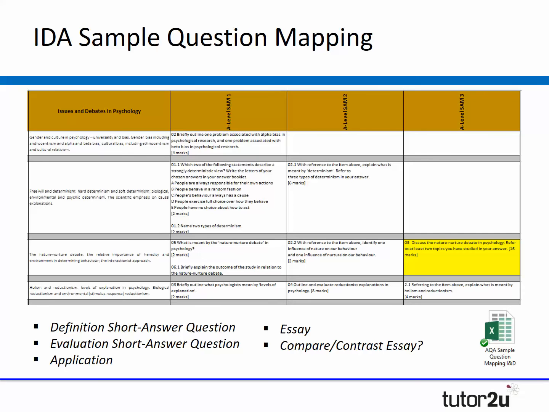You've got the short answer definition questions, you've got the short answer evaluation questions, probably more tricky, you've got application questions that are quite hard in this section. I think they're really tough. You've then got essay questions and compare and contrast essays, so a different type of essay. Interestingly, you'll see highlighted on the screen there is only one essay that appears in the sample paper for issues and debates, and that's on nature nurture, but it's quite logical when you look at the specification that more essays could occur, and I'm going to point out a few different types today.